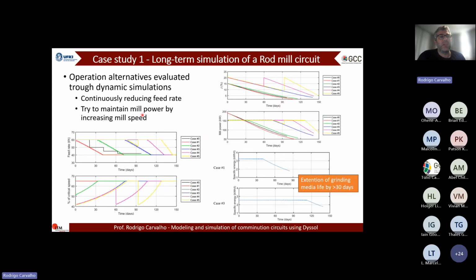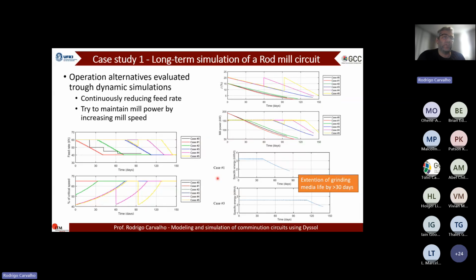So here are some results, testing some alternatives for dynamic simulations. We tried approaches like continuously reducing the feed rate instead of performing step changes, as the operator did at that time. We have this red curve here showing the constant change, or let's say lots of small step changes to the mill feed. Or we try to keep the mill power constant by changing the critical speed. With the mill filling going down, we continuously increase the mill speed in order to keep the power, as you can see here on the top right graph. These are some strategies for keeping the mill power.